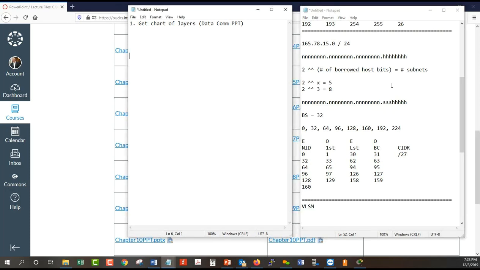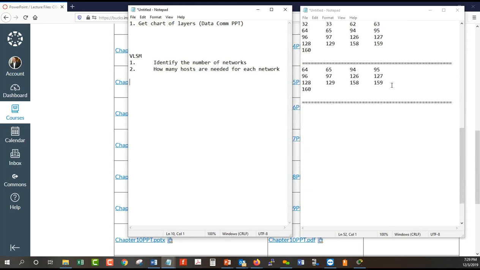And I'm going to write the rules over here that you should follow. So the first step is to identify the number of networks. And the second is how many hosts are needed for each network. Okay?